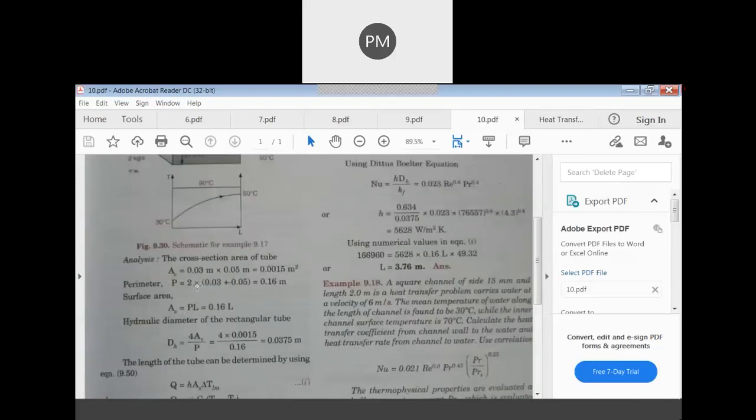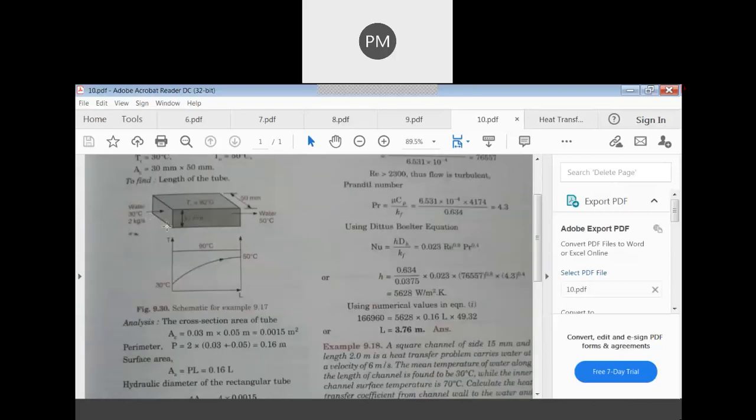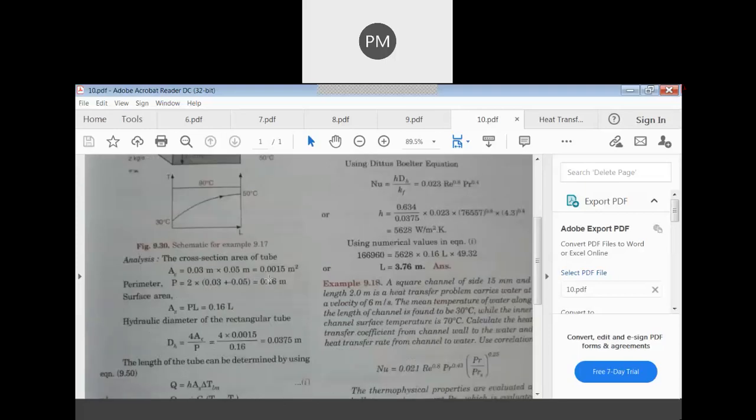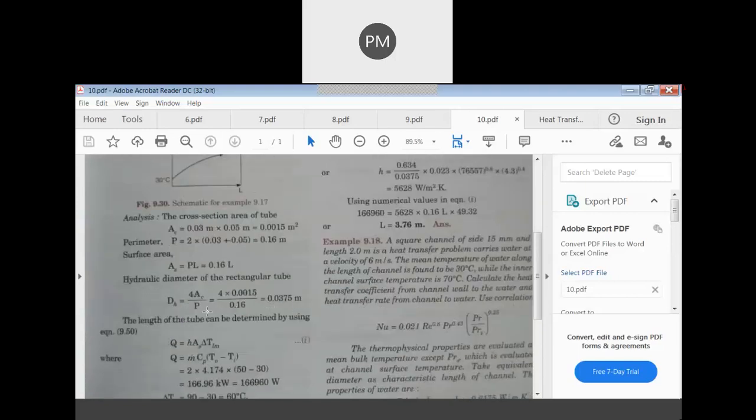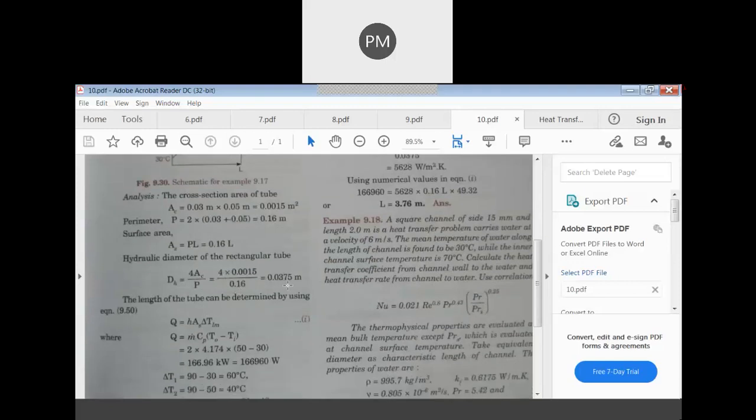And what is the perimeter? Perimeter means this total length, that means this length, this length, this length, and this length. We need the total length, which is nothing but 2 times 0.03 plus 2 times 0.05. We are going to get 0.16 meter. Perimeter means the total length around. So you are going to get 0.0375. The hydraulic diameter is nothing but 4 times cross section area by perimeter, so 0.0375 meter you are going to get.